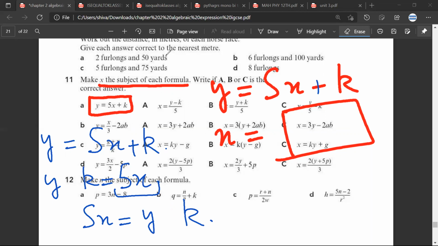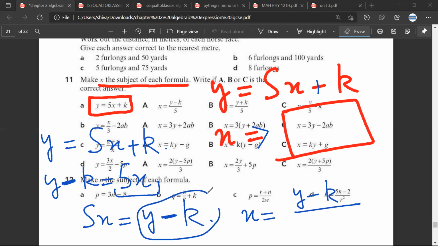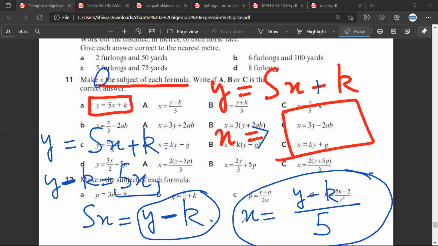Arman, is it okay now? Yes, sir. So this will be y minus k. Satya, is it okay? Yes, sir. Now I want the formula to look something like this, that x is equal to this. Now what I can do is I can take this y minus k and divide the right hand side by 5. Have you understood? Yes, sir. So this is how you make x the subject of each formula. So y minus k upon 5, this would be your correct option. A would be the correct option.